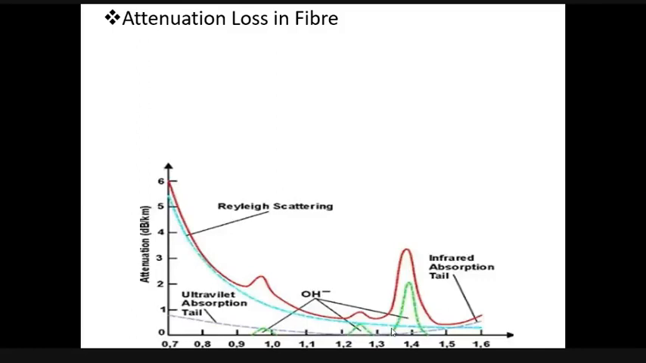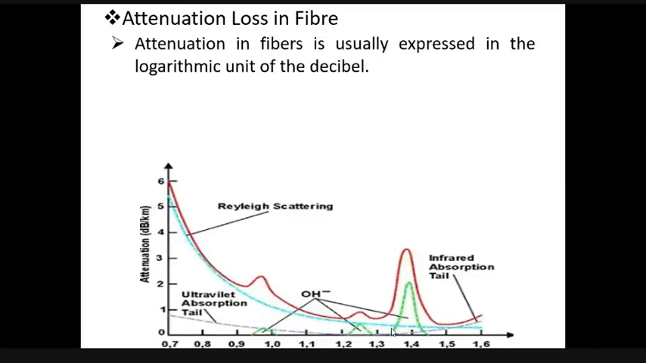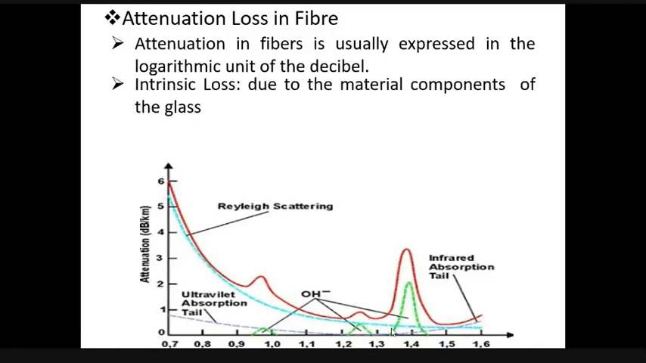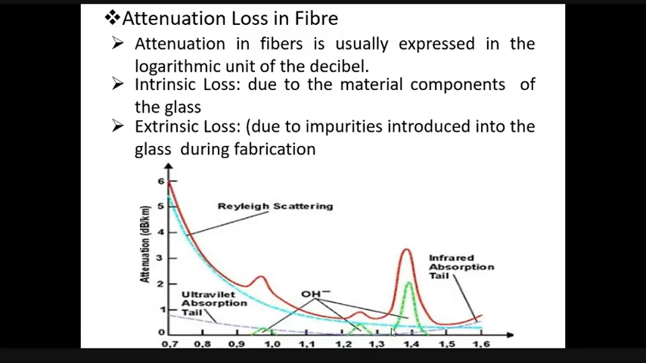So basically, you know that the unit of attenuation is the decibel, and this is the attenuation curve. We can classify the losses into intrinsic loss and extrinsic loss. Intrinsic loss is due to the material component of the glass, and extrinsic loss arises during fabrication, when impurities are introduced or a defect is created.